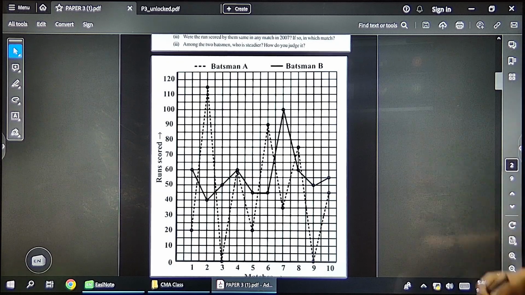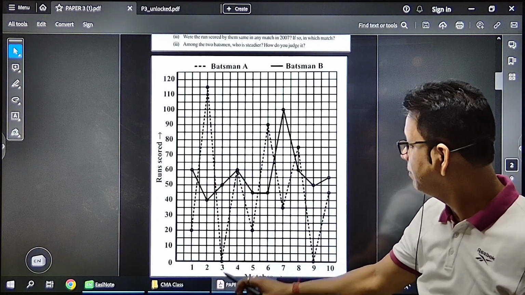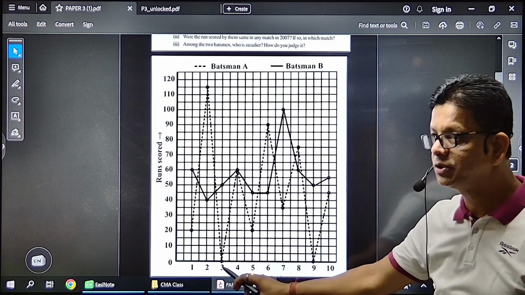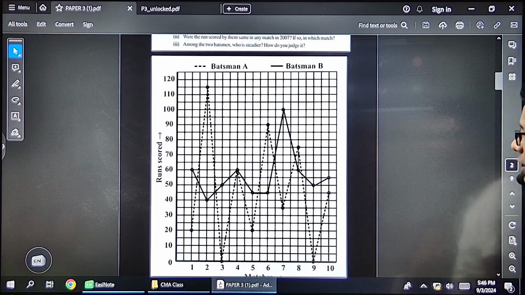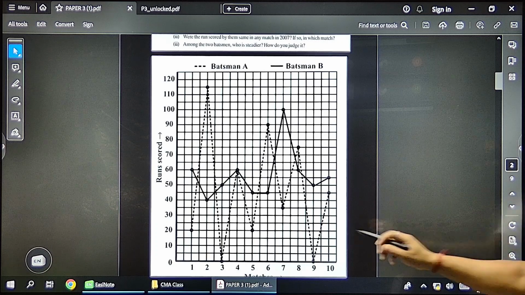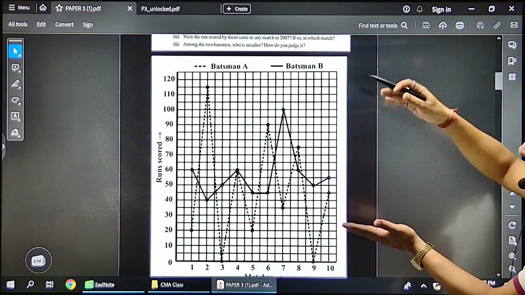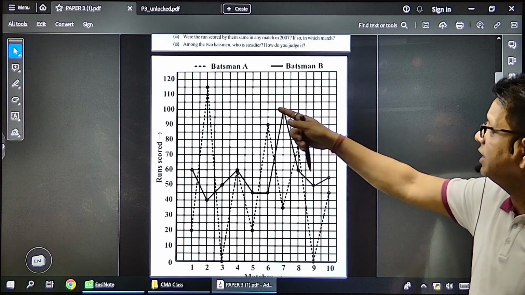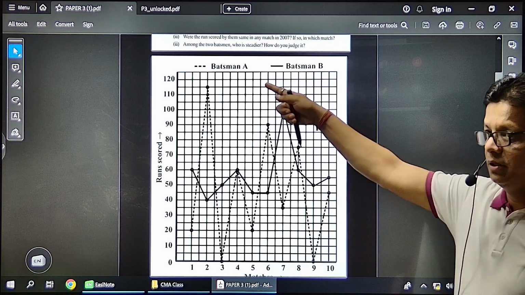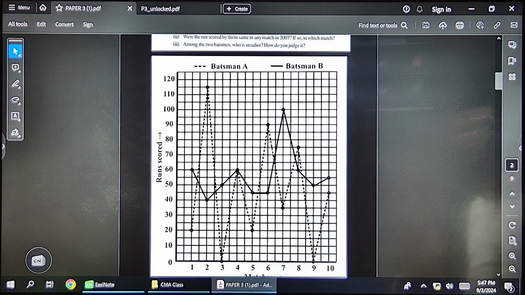Now, if I talk about batsman A, you see he scored 115 in one of the matches. But in this third match, he scored how much? 0. But look at the other player, batsman B. Every time he is scoring 40 and above. Have you seen this one? So he did not score even 100 plus, but he is steady because he is performing almost the same. That is what is called steadier.